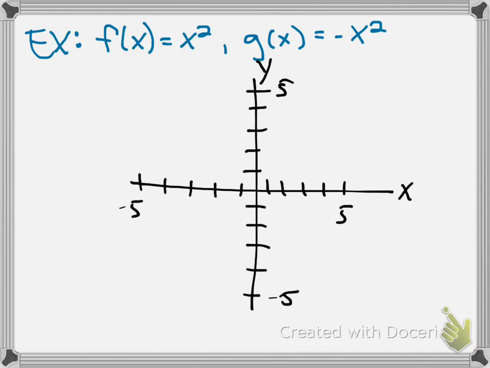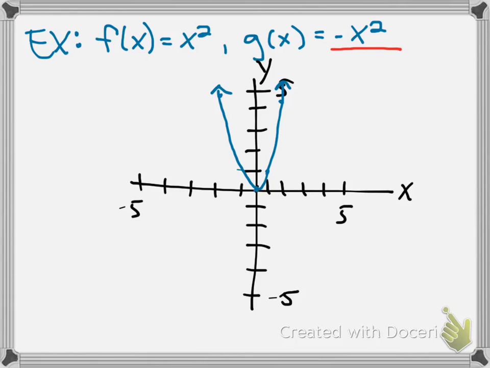As we've been doing, I'm going to start off with our parent function y equals x squared. Let me go ahead and get that graphed on here. And here's our parent function. Oops, that last point's not in a very good spot, is it? There we go. So here's our parent function. We're now going to transform this function from f of x to g of x by taking all of our y values and making them negative.